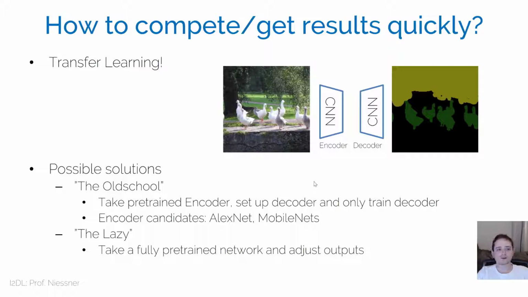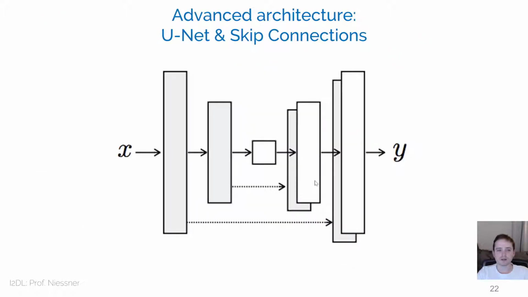You might also want to consider using U-Net architectures. These skip connections are quite helpful. Some of the pre-trained networks already use them, but if you're implementing something yourself, then consider using these too.